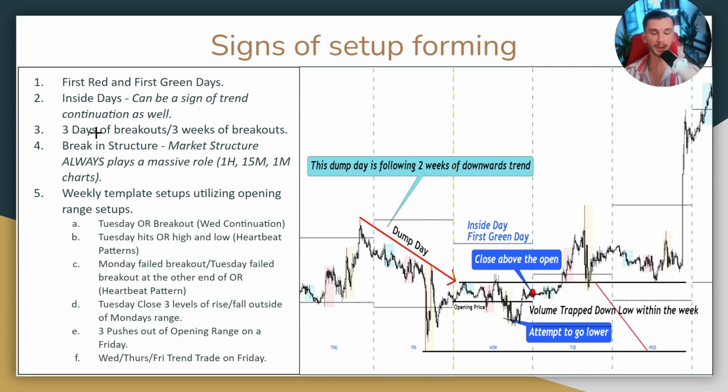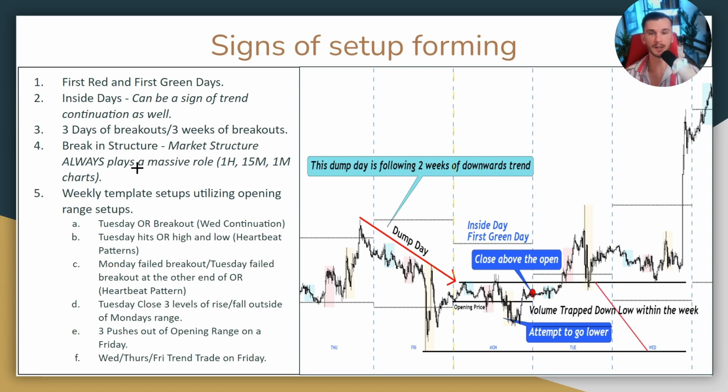Those can be a sign of continuation or reversal. The 3 days of breakouts in one direction, that kind of is going to look like a market maker pattern. 3 peak formation, 3 levels of rise, or 3 levels of fall. Those kind of setups, you want structure on your side, and you want to look for those good, strong reversals. You want market structure to be on your side. You want to trade with the trend until the end, as they will say. So breaks in structure, market structure always plays a massive role.